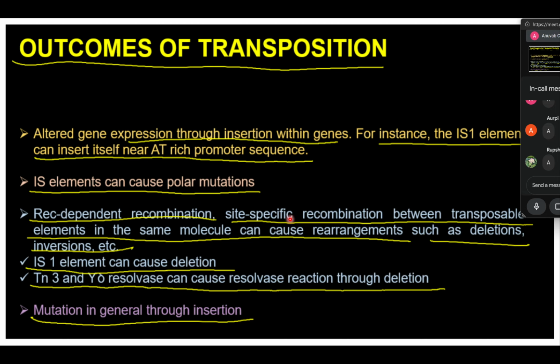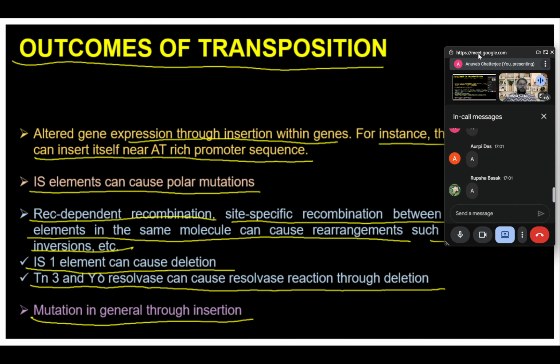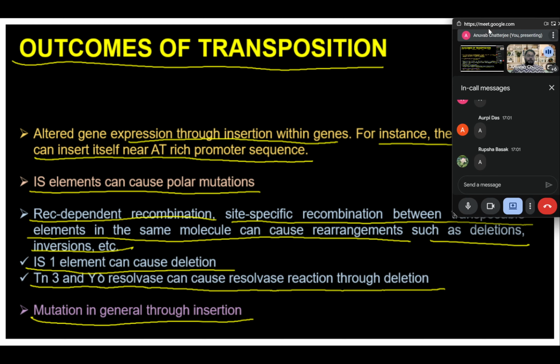So what does such kind of transposons and transposition do to the genomic DNA? The first thing that you can guess, it alters gene expression. If the transposition occurs inside a gene that was important, then it will just transpose itself inside the gene and disrupt the gene's function. So it can cause different gene expression changes.